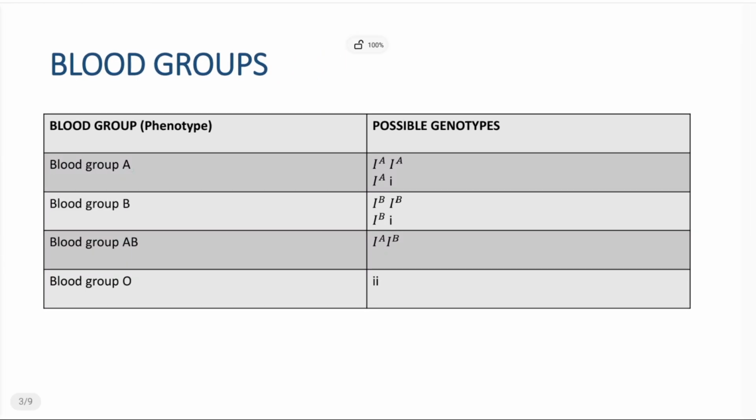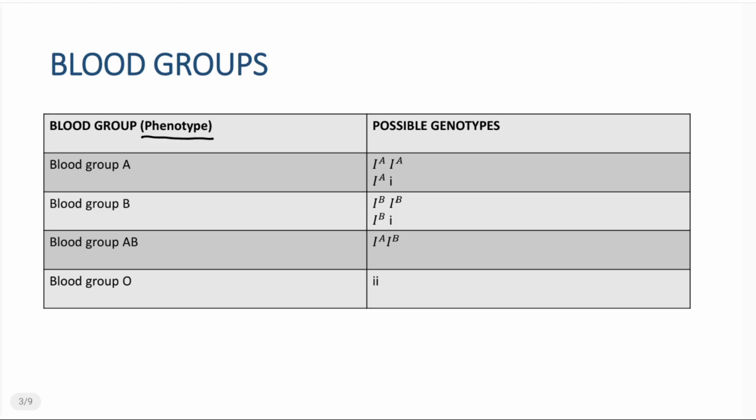Now, we know that we've got these 4 blood groups, and the blood groups here are what we call the phenotype. So when we describe the actual blood group, for example, when I say blood group A, that is the phenotype for blood group A. We simply call it blood group A. The same applies to blood group B. That is the phenotype for blood group B, and so on with blood group AB and blood group O, right?